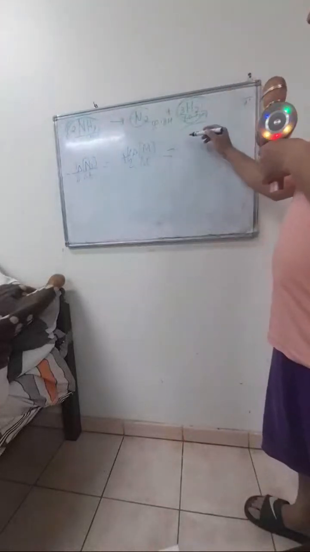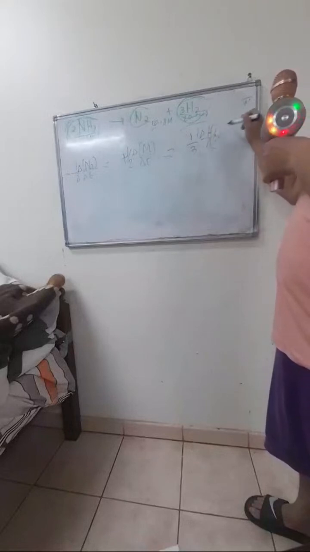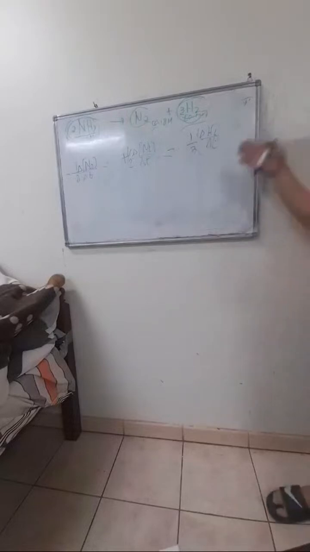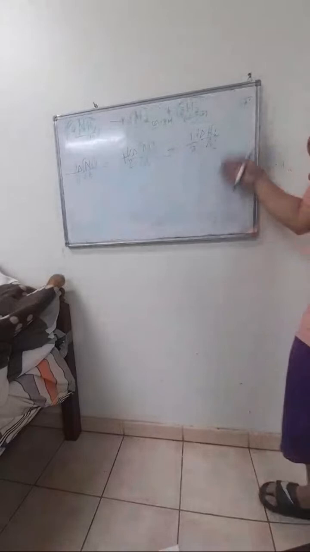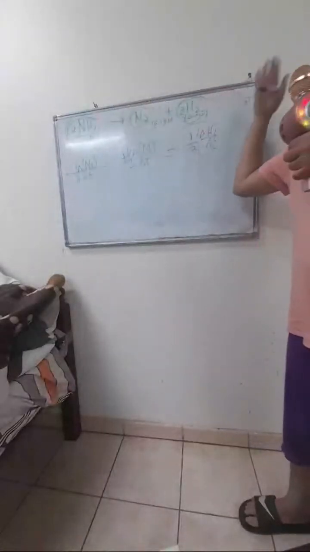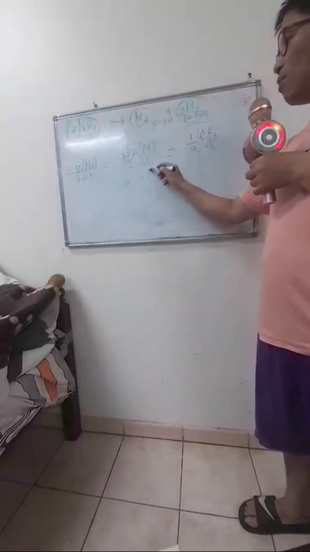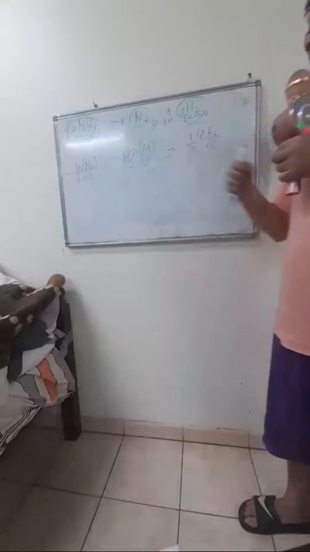So 1/3, delta H2 over delta T, becomes 1/3. You get the point? You will wonder why it becomes 1/3, why it becomes 1/2. That's the reason: we have the basis of calculation. You can choose any of them, ammonia, nitrogen, or hydrogen gas. Your basis of calculation will always be like 0.01 molar per second.